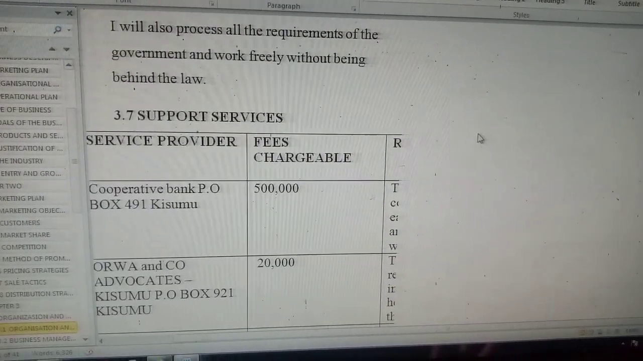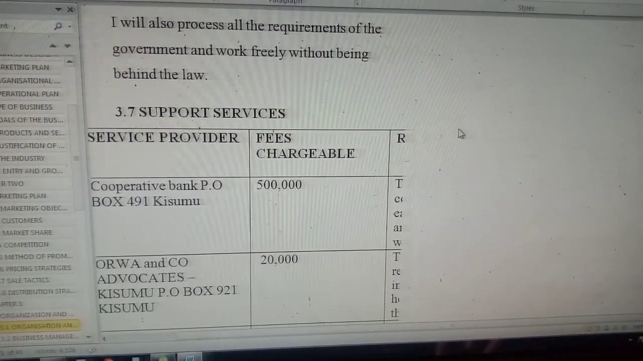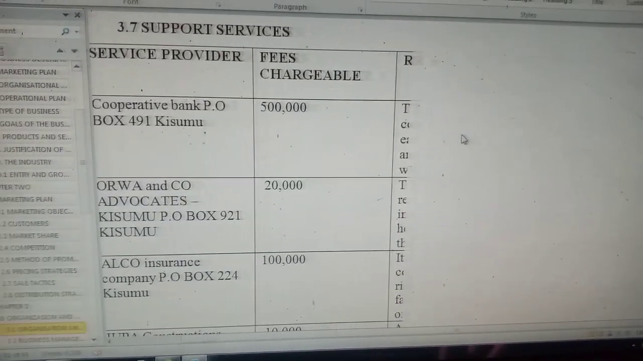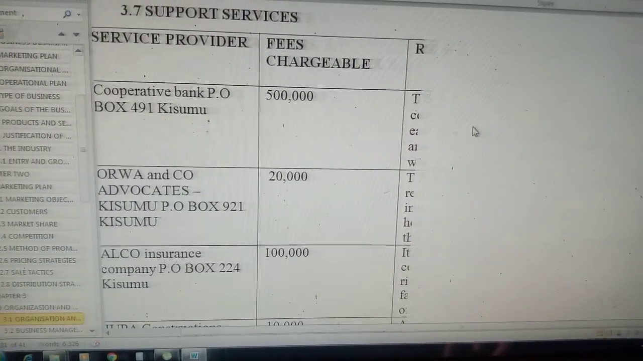Then the support services. Support services are like the people you'll trade with, depending on the kind of business you'll set up.